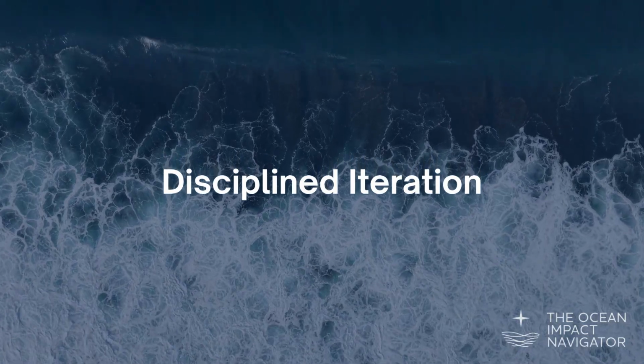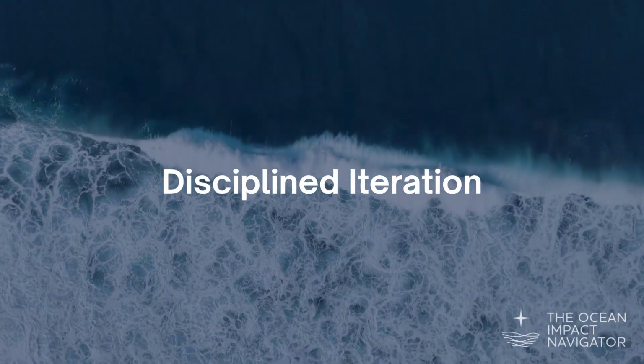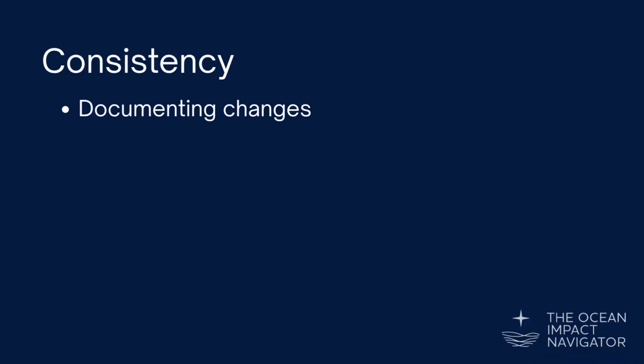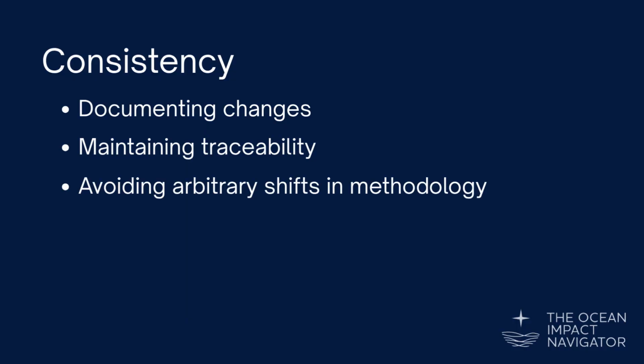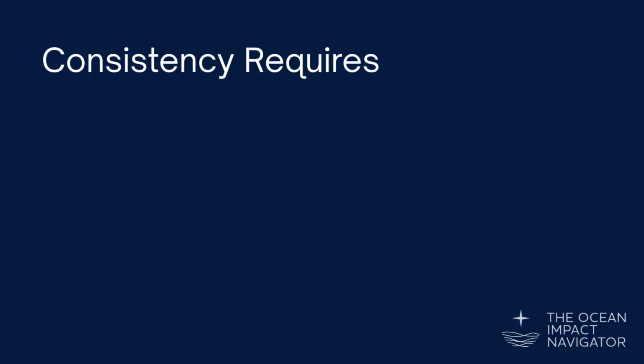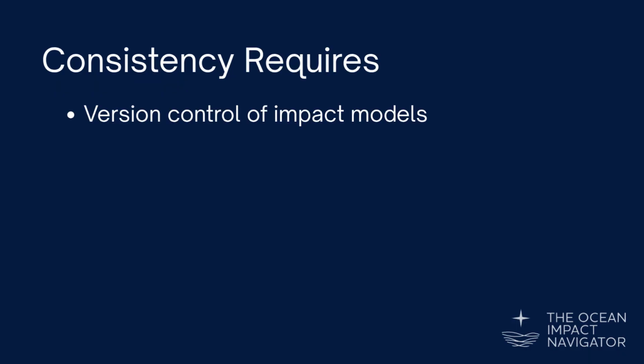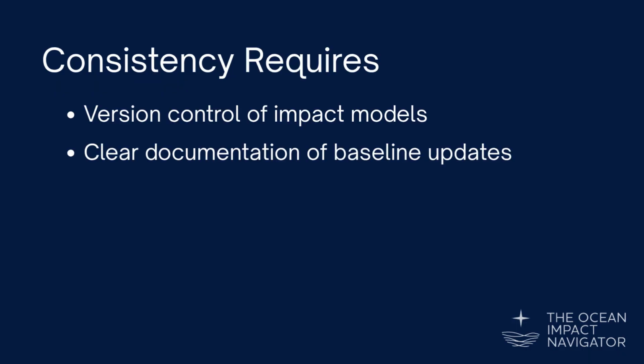Third, consistency helps disciplined iteration. Consistency means documenting changes, maintaining traceability over time, and avoiding arbitrary shifts in methodology that artificially inflate results. In practice, this requires version control of impact models, clear documentation of baseline updates, and structured review cycles.